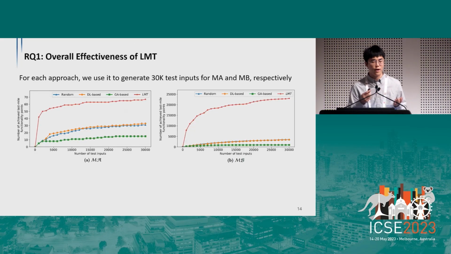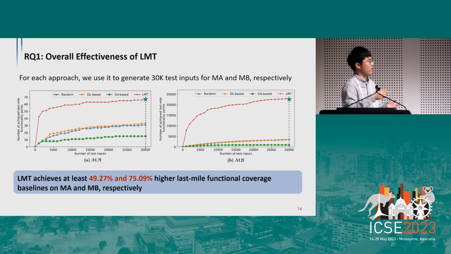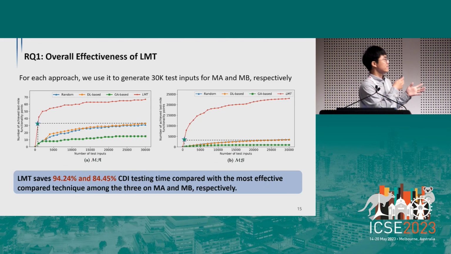In RQ1, we studied the overall effectiveness of LMT in the following figure. The x-axis represents the number of used test inputs, and the y-axis represents the number of covered last mile functionality points. We can see that LMT can achieve higher last mile functional coverage than the baselines, and it can also significantly save testing time when compared with the baselines when they achieve the same functional coverage.